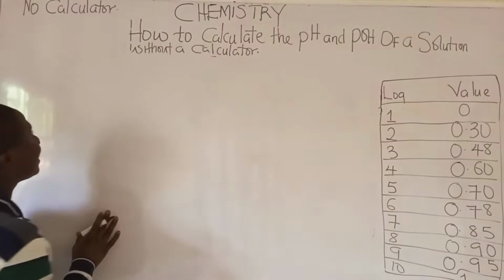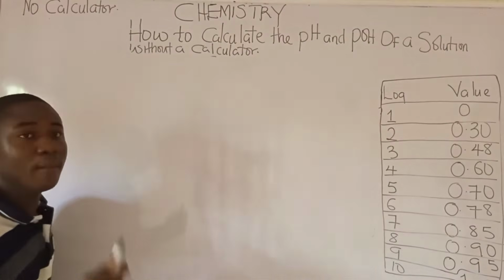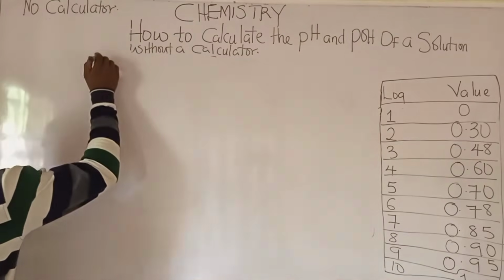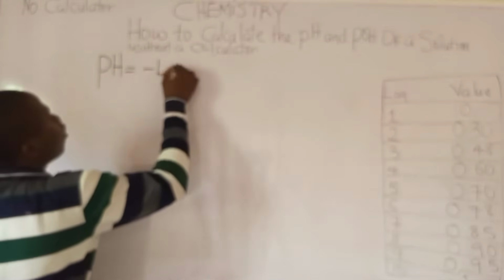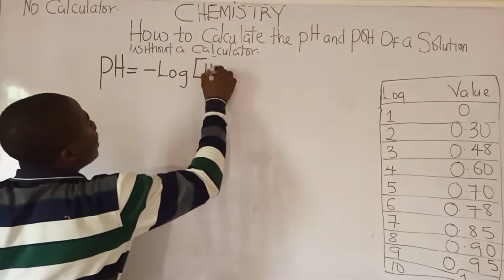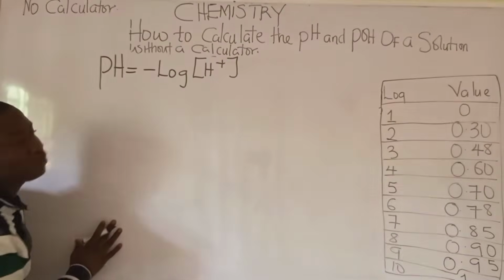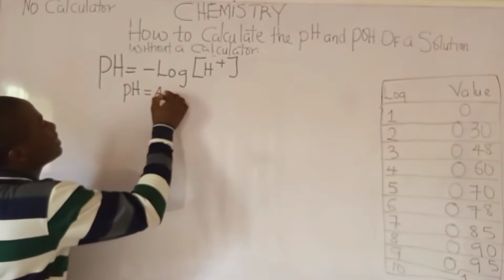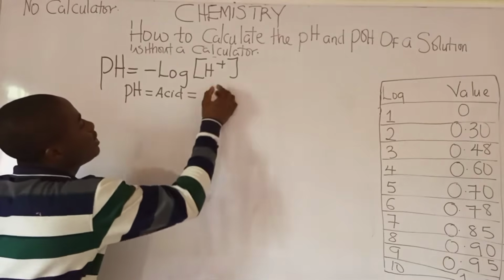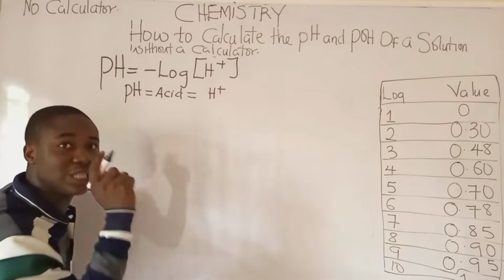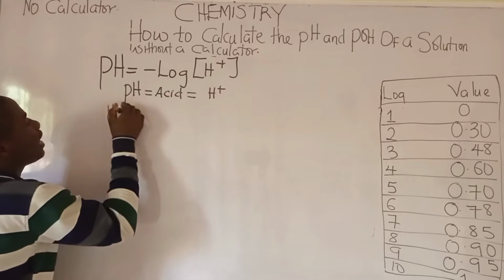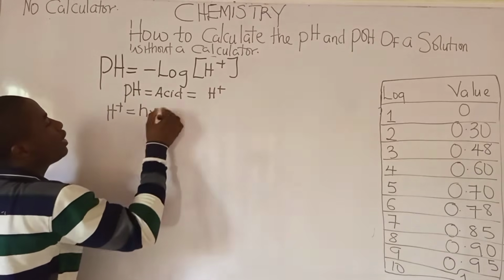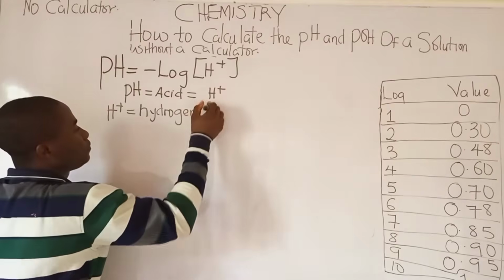Now, it must be noted there are some formulas that you must know under this aspect. The first of them is solving questions on pH. The formula for solving pH is simply minus log into brackets H plus. Now, it must be noted that pH relates to acid, and acid relates to H plus, which is hydrogen ion. So H plus here is called hydrogen ion.